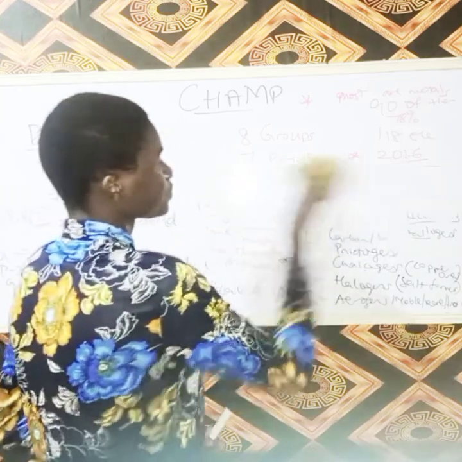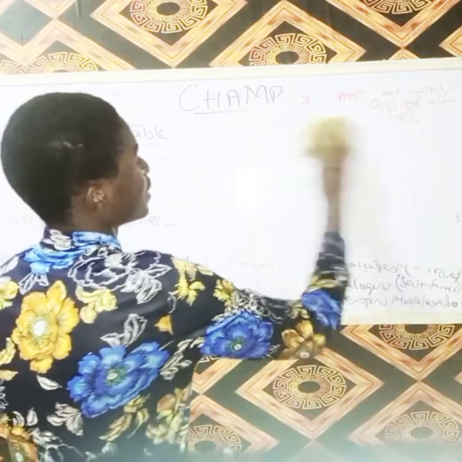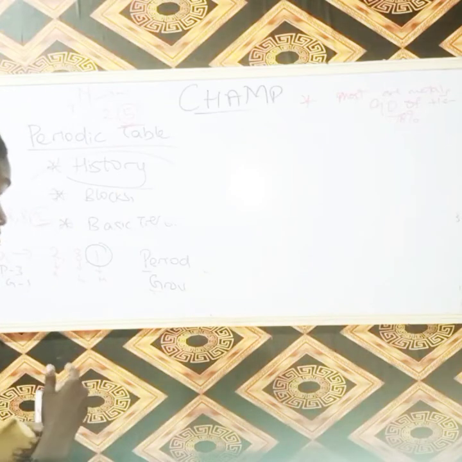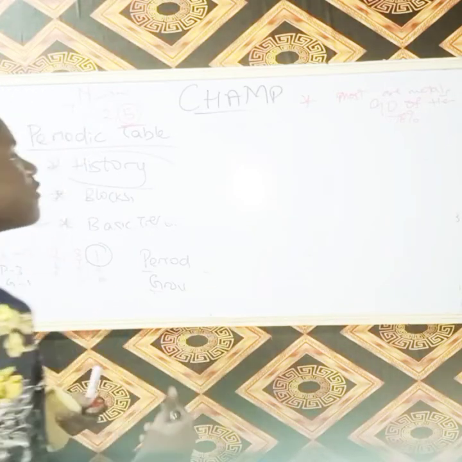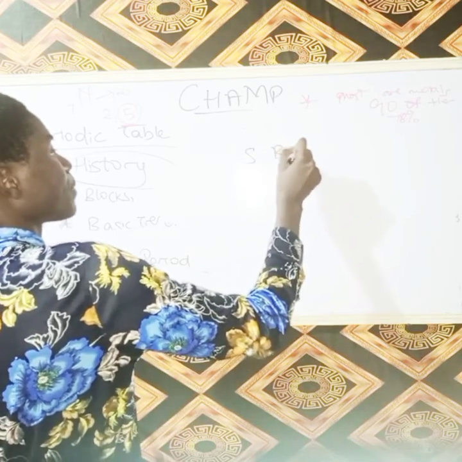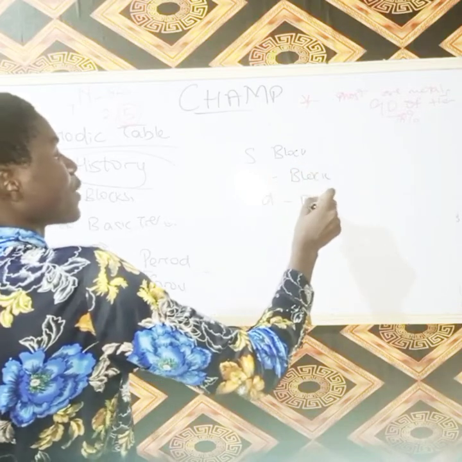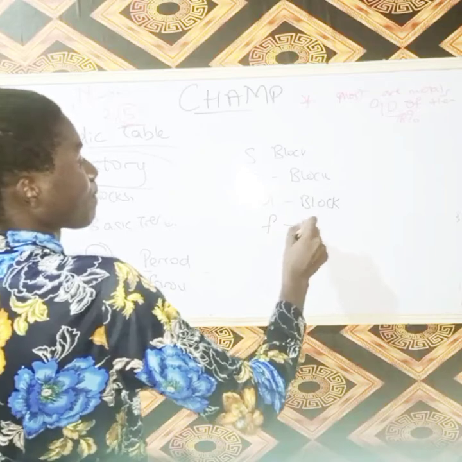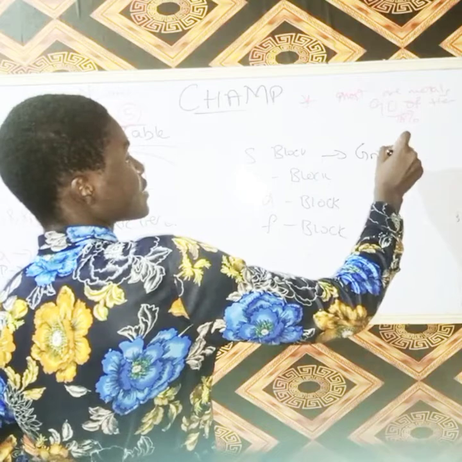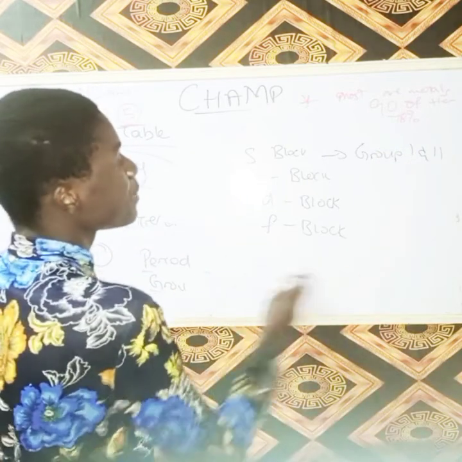Let's quickly check the blocks. Now we have four blocks in the periodic table. We have the S block, the P block, the D block, and the F block. The S block refers to group 1 and 2 elements. This is how you know everything about group 1 and 2.